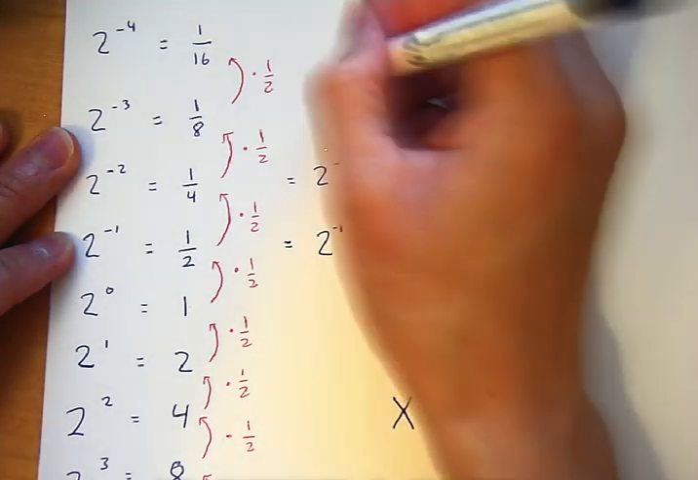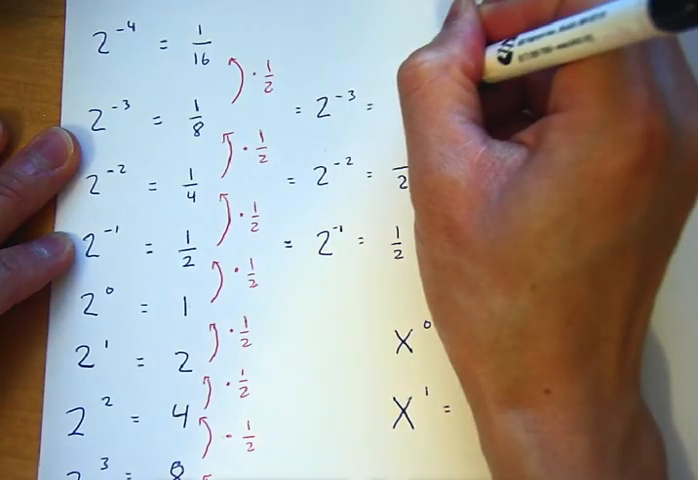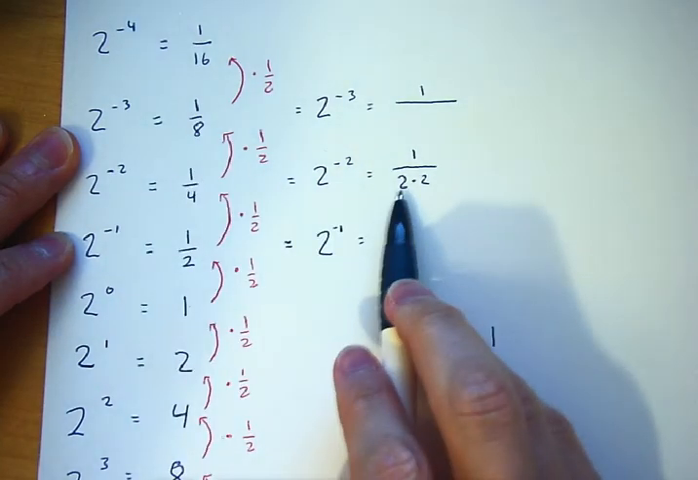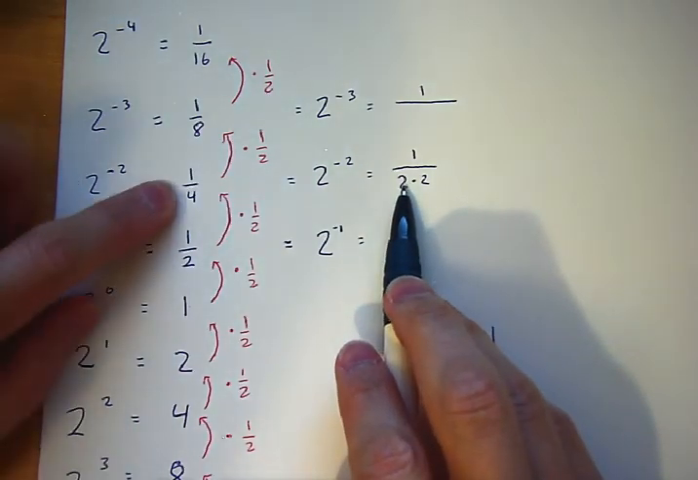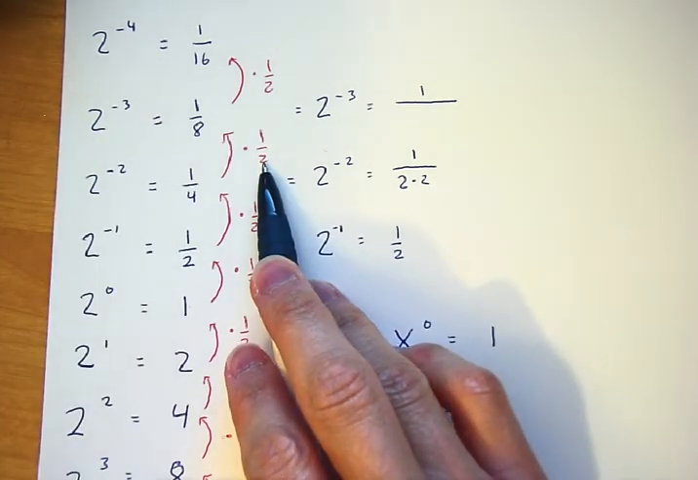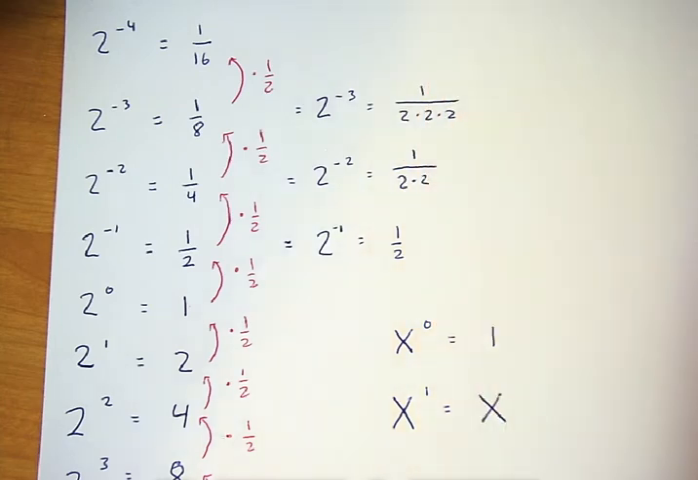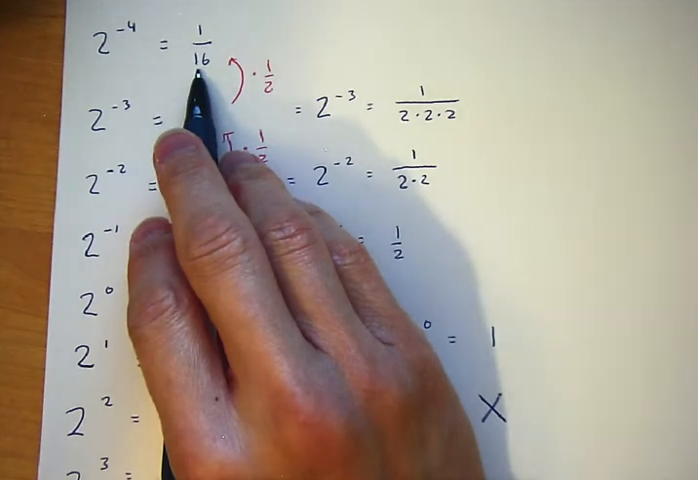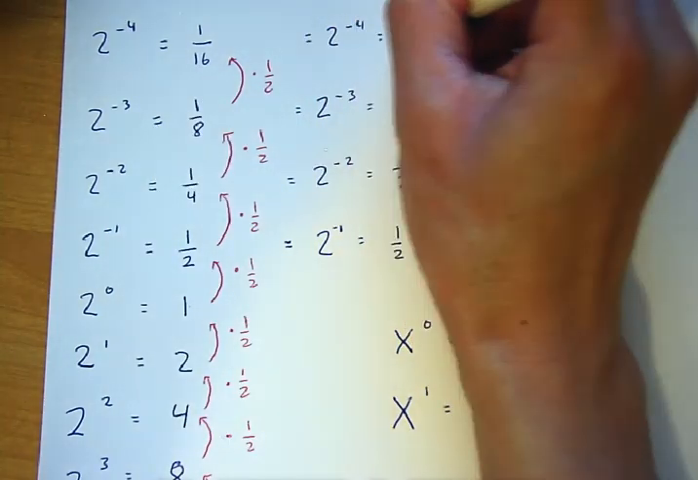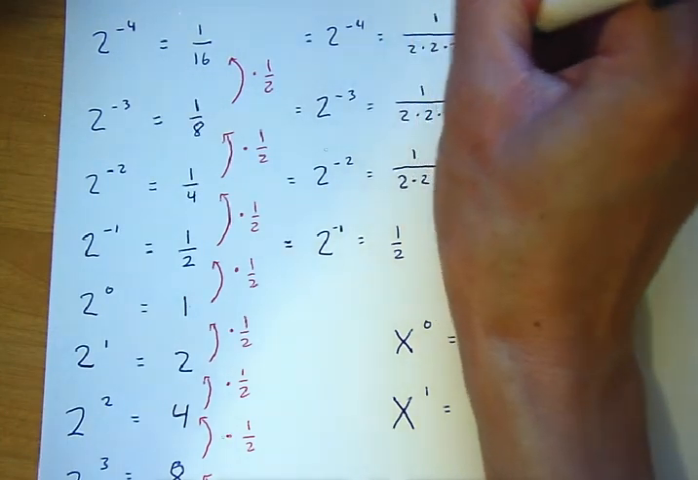Okay. Over here, 2 to the negative 3. The top was a 1. The bottom was 1/4, which is 2 times 2, times another 2 down here. So the 8 on the bottom was 2 times 2 times 2. The 16 right here I got from 2 times 2 times 2 times 2.